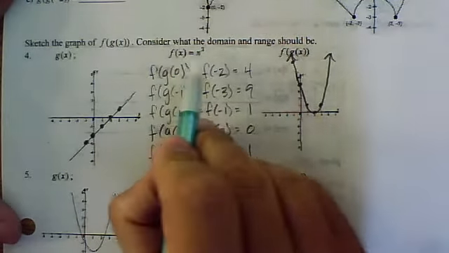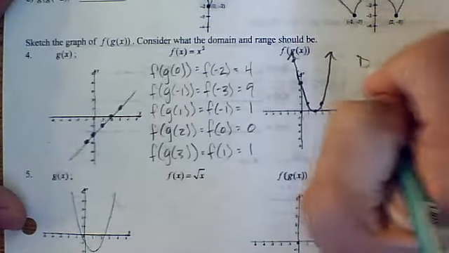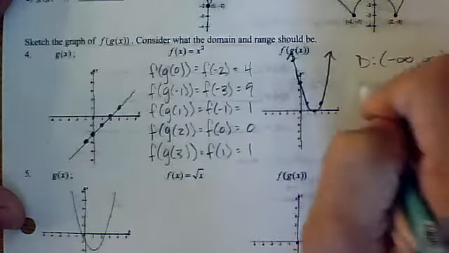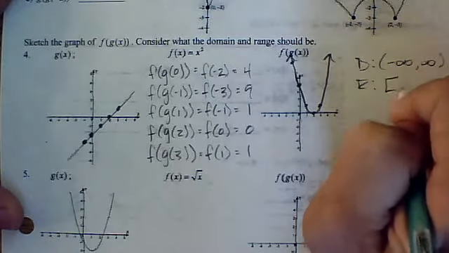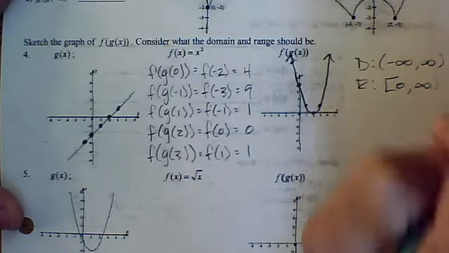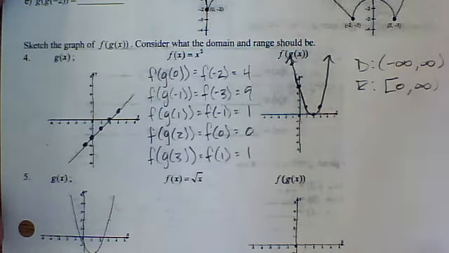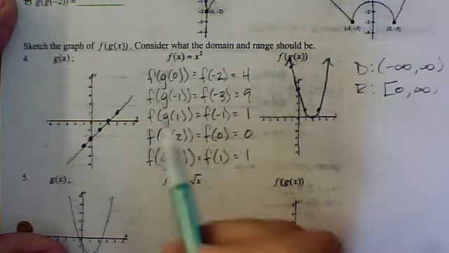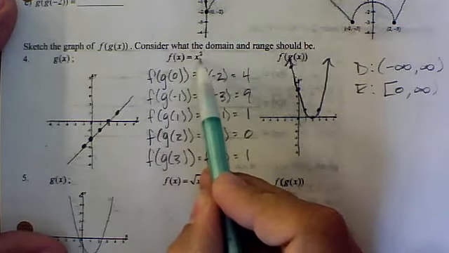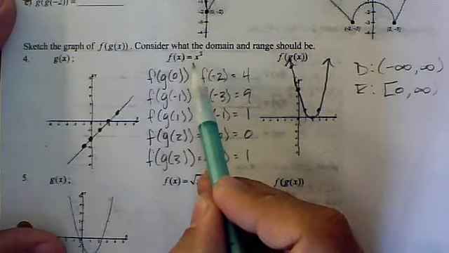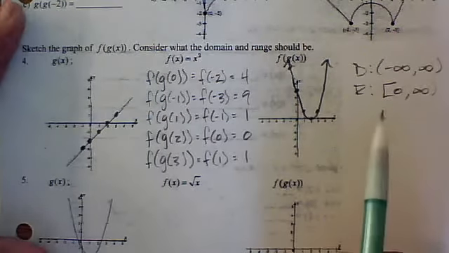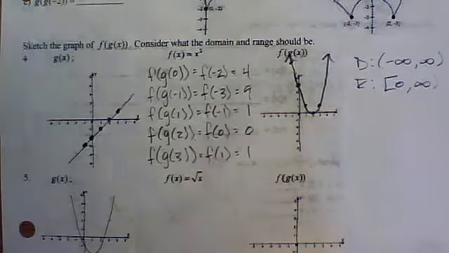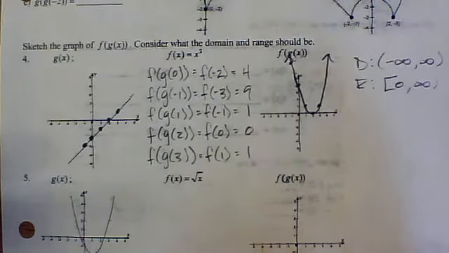Okay. Now it says consider what the domain and the range should be. So the domain here for this quadratic is always all real numbers. The range here is 0 to infinity. There's no restrictions on this as far as the domain goes, the linear here. There's no restrictions on a quadratic, so we don't have to worry about that. Remember that our three special cases are the radical, the rational function, and the log graph, or the log function.